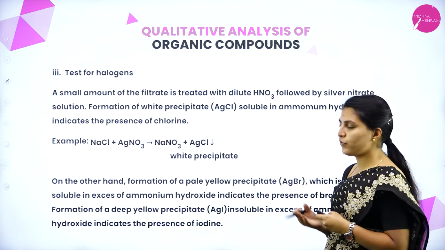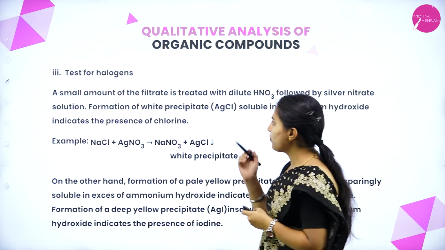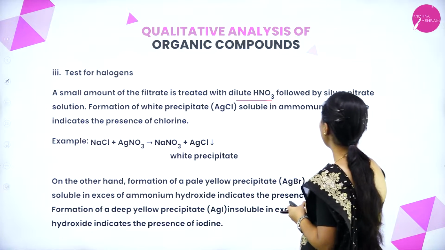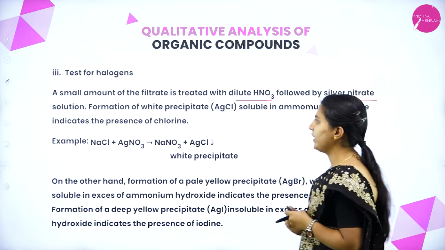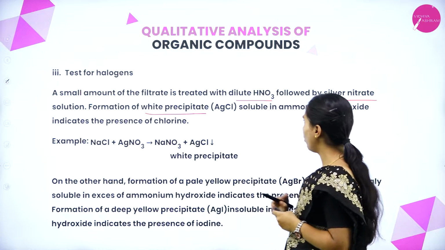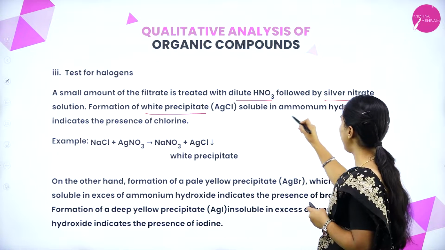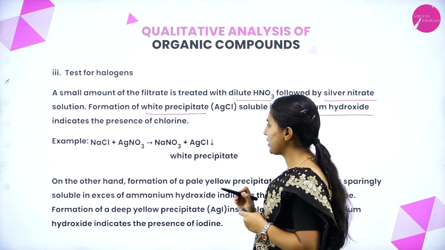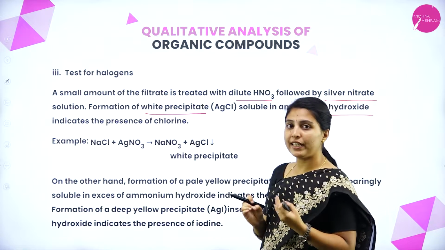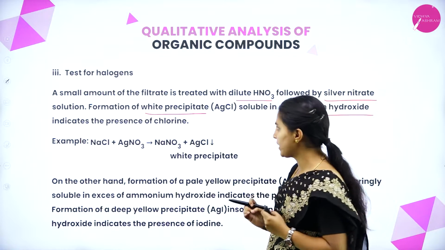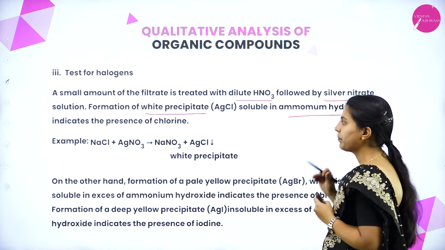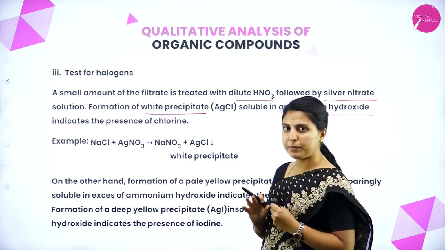Next is test for halogens. A small amount of the filtrate is treated with dilute HNO3 followed by silver nitrate solution. Formation of white precipitate of silver chloride soluble in ammonium hydroxide indicates the presence of chlorine. The small amount of filtrate, that is the third part of sodium fusion extract, will be treated with dilute HNO3 and a white precipitate will form.